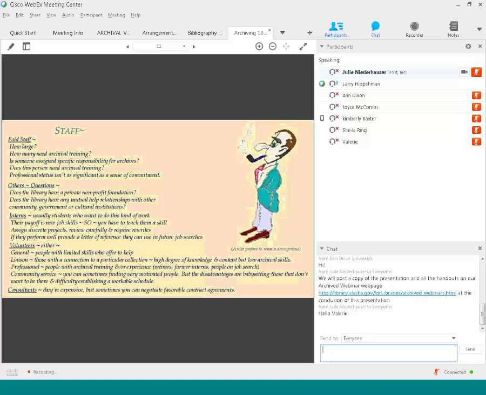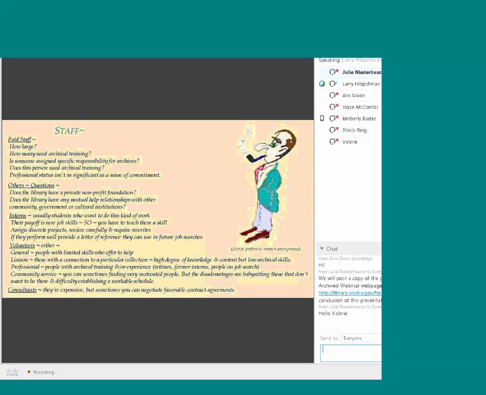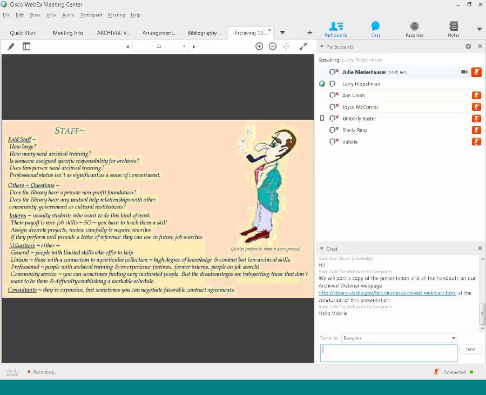I'd say always assign discrete projects. Don't assign just make-work. It drives people nuts and drives them away. And then when a student does a project, review it carefully and require rewrites. That way they learn.